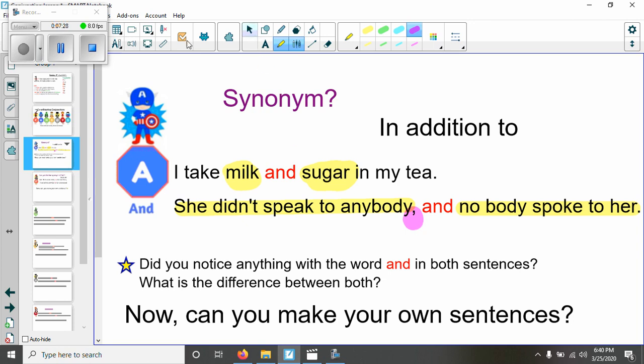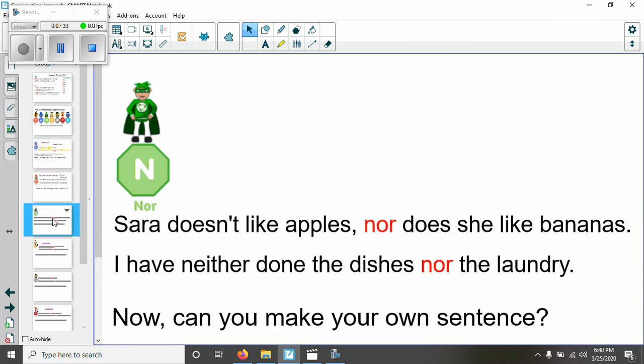All right, let's go for the next one. I have the word N for nor. Let's read together. Sarah doesn't like apples, nor does she like bananas. Nor. It rhymes with the word or, but this time it's negative.